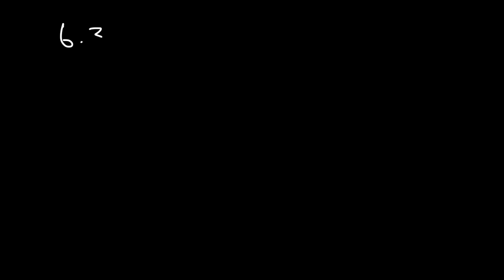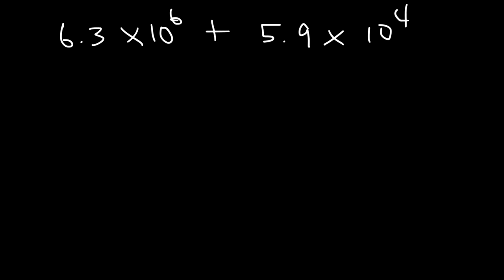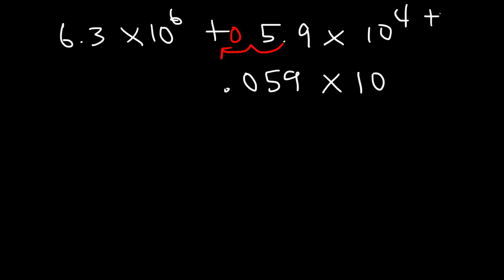Now what's 6.3 times 10 to the 6 plus 5.9 times 10 to the 4? So this time we need to move it 2 units to the left. So this is going to be 0.059 times 10, and we're going to add 2 to the exponent, so 10 to the 6. And let's combine that with 6.3 times 10 to the 6.